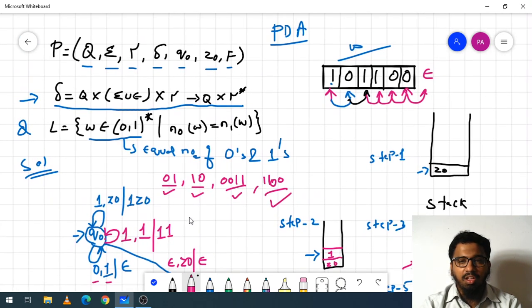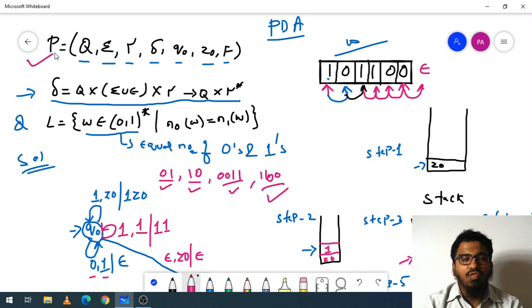So once again I will repeat this, then it will be easy for you to understand. This is a formal definition of PDA, and this is delta, how it is performing. What is Q? Q is Q0. What is sigma? Sigma is the string symbol 1. And what is tau? What is available in the stack? Z0. So 1 comma Z0 is the input, and the result is Q cross tau closure.